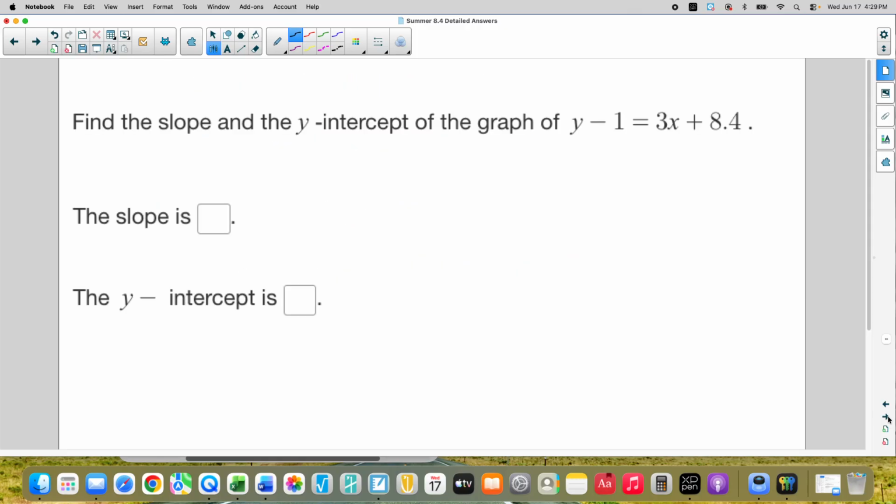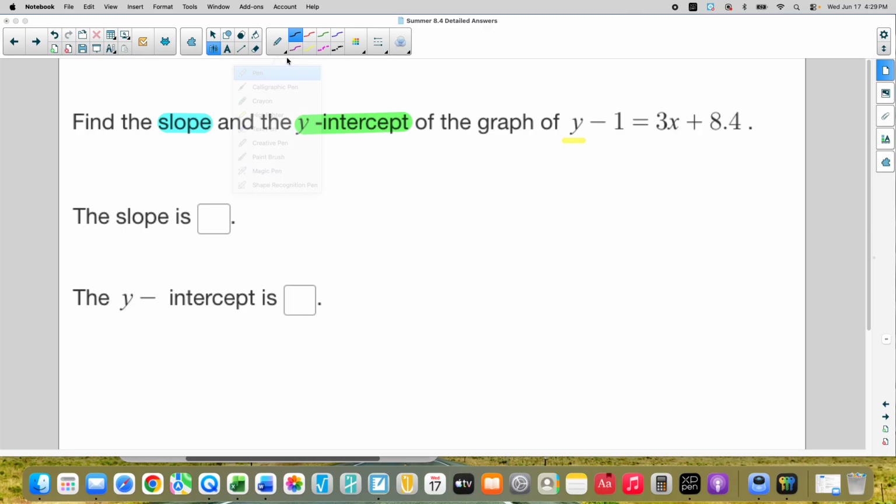Find the slope and the y-intercept of the graph. Okay, notice it's not in any format. This is not point slope. This is not standard, and it is not slope-intercept form. So since I'm looking for the slope and the y-intercept, I'm going to put it in slope-intercept form. Slope-intercept form would isolate the y. It would get y by itself.